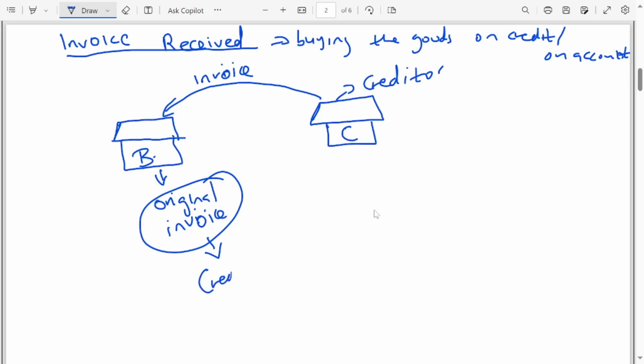Which is used in the creditor's journal. In a creditor's journal, we record all the things that we bought on credit. It can either be goods or something else, but whenever we are buying something on credit, we record it in a creditor's journal. And whenever we are buying something on credit, we receive an invoice. When we are receiving that invoice, it is an original invoice. Okay?